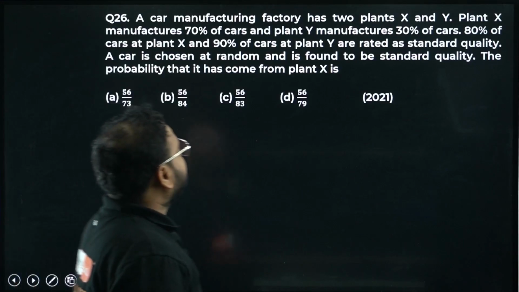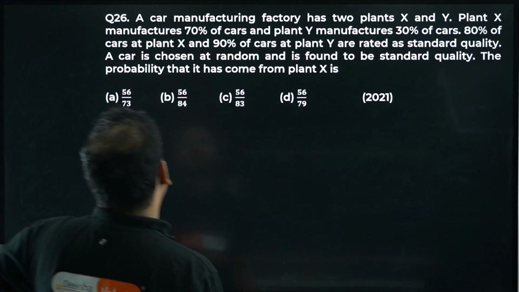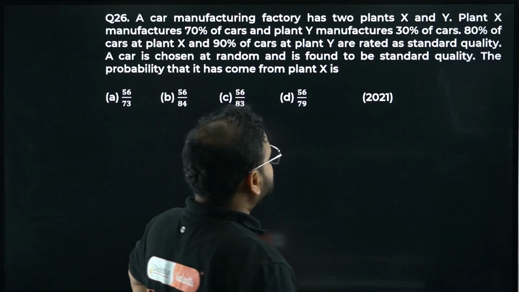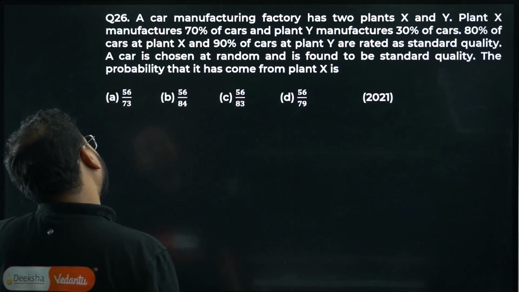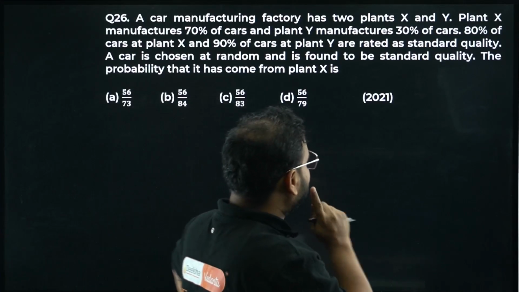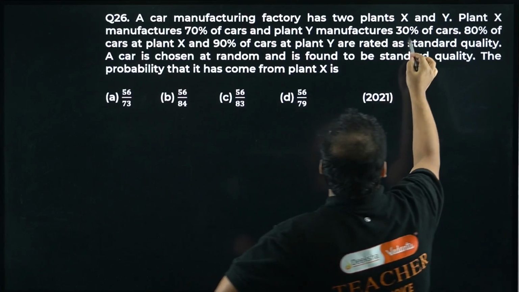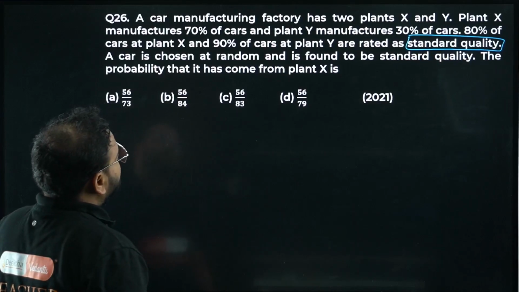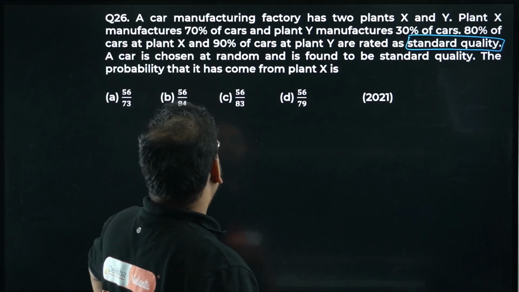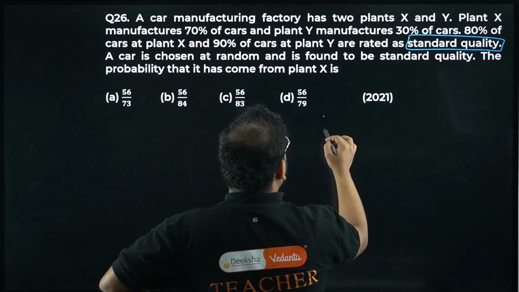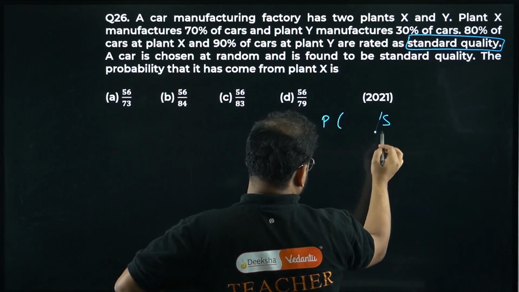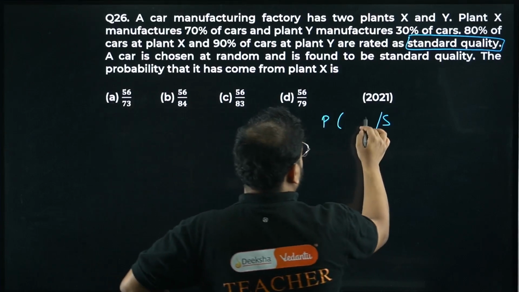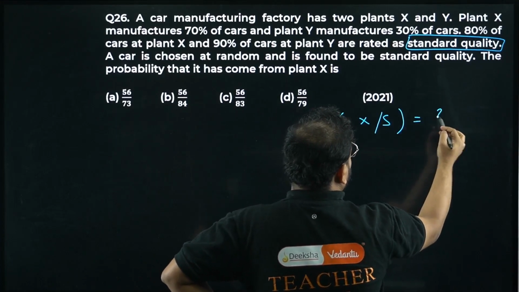A car manufacturing factory has two plants, X and Y. Plant X manufactures 70% of the cars and Y manufactures 30% of the cars. 80% of the cars at plant X and 90% of the cars at plant Y are rated standard quality. A car is chosen at random. It is found to be standard quality. They're asking the probability that it is coming from plant X.